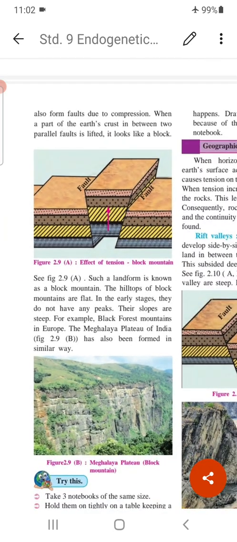Mountains also are formed in the same way with the same process, and these types of mountains are called block mountains. Such a landform is known as a block mountain. That part is lifted upwards. Due to two parallel faults, what happens? The complete block is lifted upwards, and it looks like a block, and so they are called block mountains.